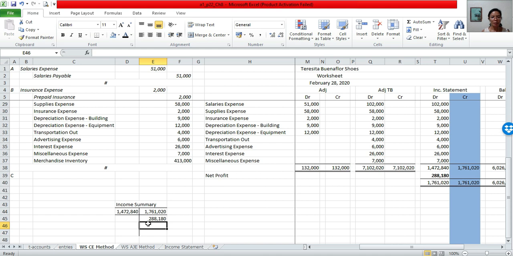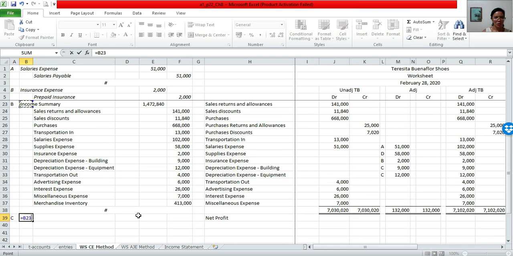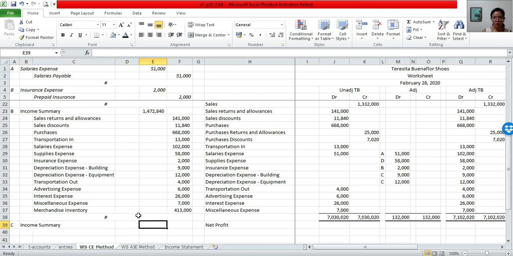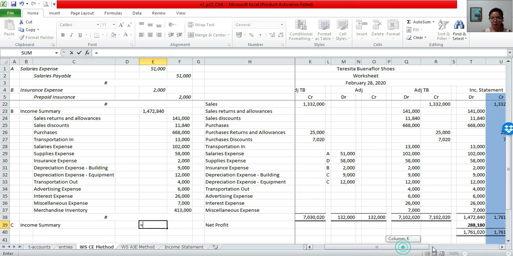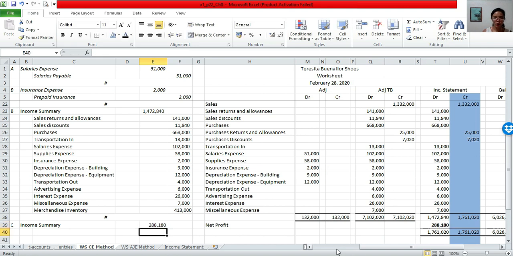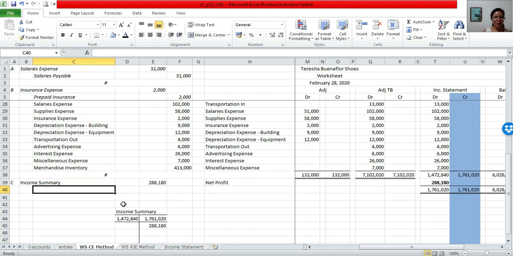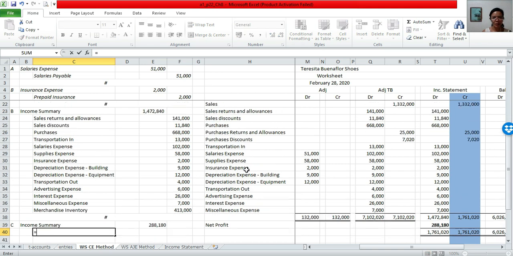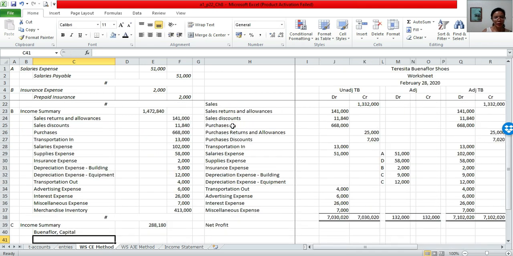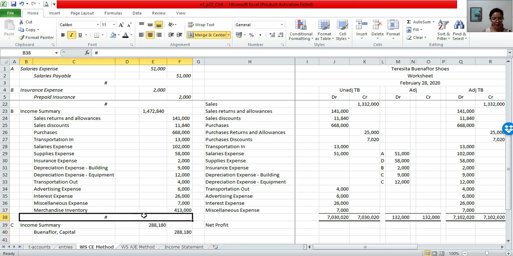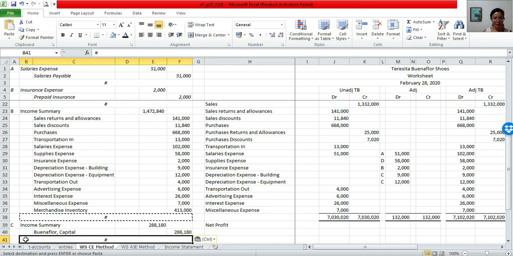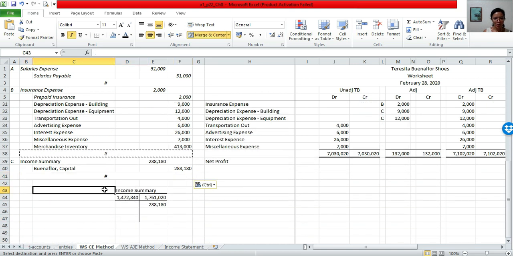Because the income summary has a larger credit side, we shall close it by debiting income summary. So we shall debit income summary, and of course the amount is the amount of our net income, 288,180, and the credit is Venaflor Capital. There we go, 288,180. Okay, that is our closing entry.